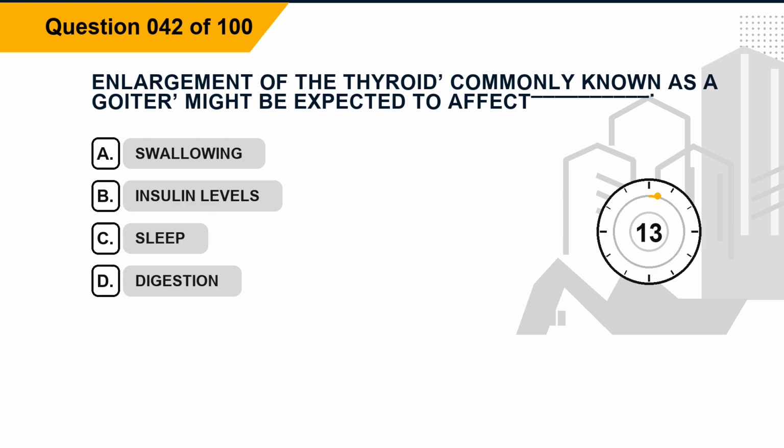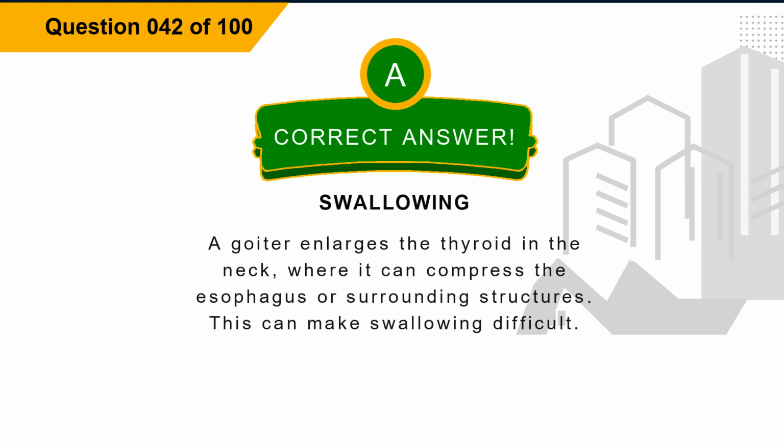Question 42. Enlargement of the thyroid, commonly known as a goiter, might be expected to affect blank. Option A, swallowing. Option B, insulin levels. Option C, sleep. Option D, digestion. The correct answer is option A, swallowing. Explanation. A goiter enlarges the thyroid in the neck, where it can compress the esophagus or surrounding structures. This can make swallowing difficult.